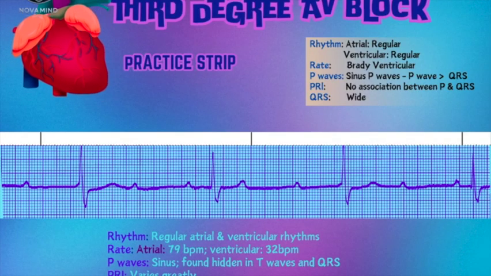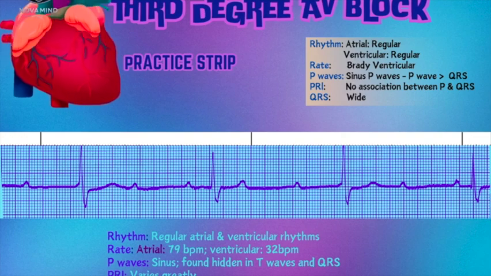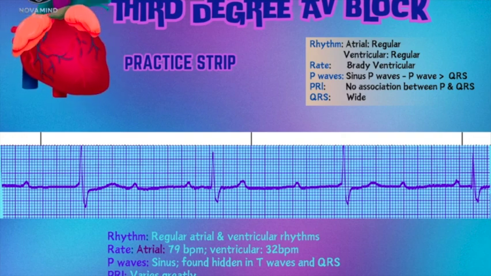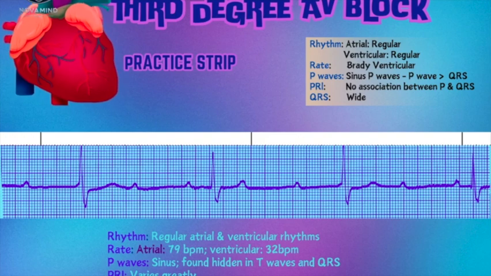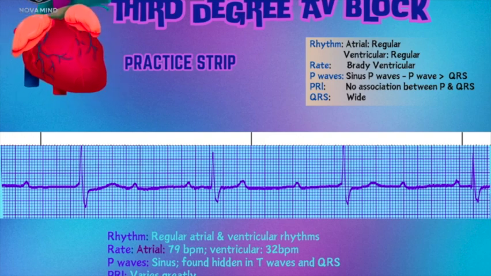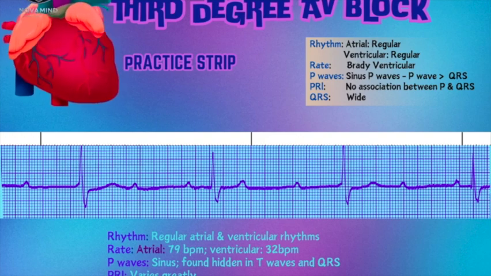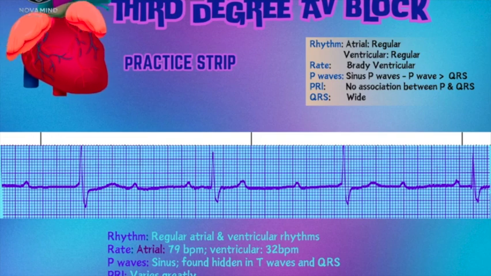Starting with the rhythm, if I march out my ventricles, they will be regular, and if I march out my P waves, they would also be regular. Heart rate. Atrially, I have a heart rate between 70 to 80 beats per minute, and my ventricular rate is about 30 beats per minute.